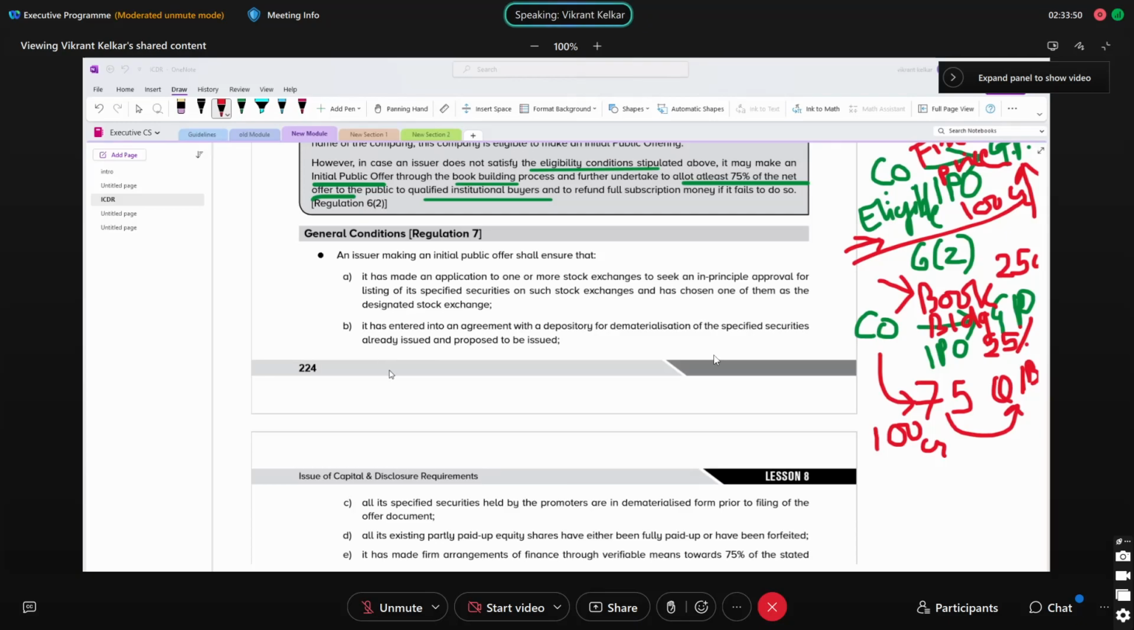So what was the condition, Aman? That if you are a good company under 6-1, you have to complete the criteria and you can have a fixed price issue. There is no restriction regarding how much is to be sold to QIB. Correct? Or if you are not complying with the provisions, then you should go for 6-2. Now tell me, Hannah has started a business in the last year, 2022. Can she have an IPO?